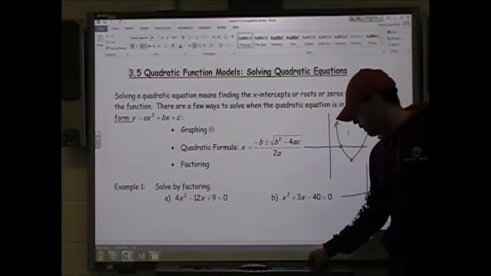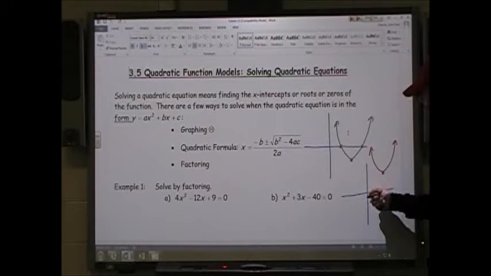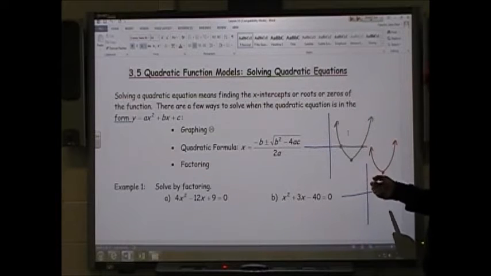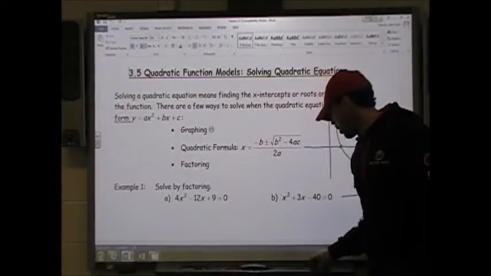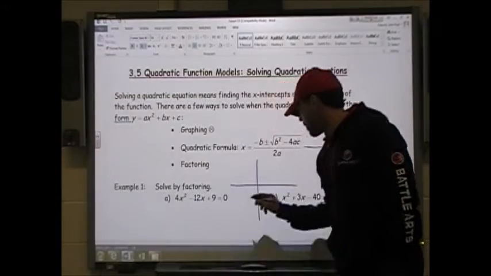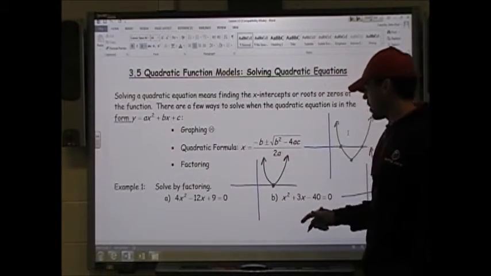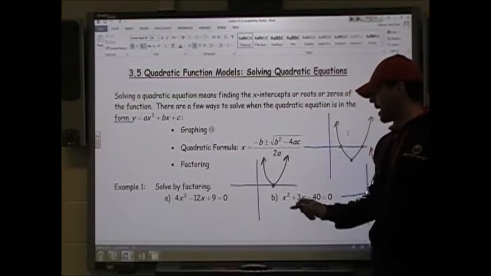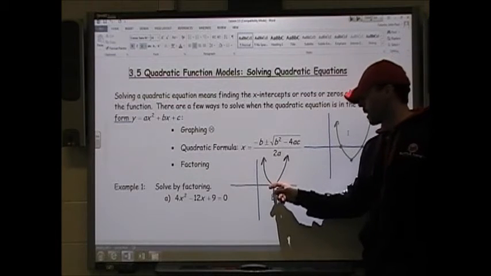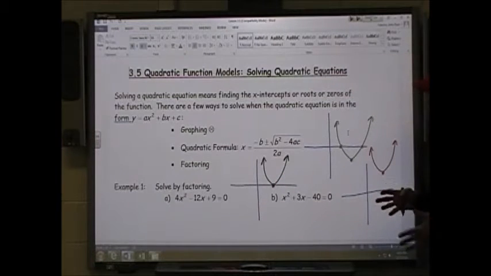But you may have a scenario that looks like this, where the vertex is up here, and the parabola opens up, and it never touches the x-axis, so you never get an answer. So it's impossible to solve it. Or you may end up with something like this, where you have the vertex right on the x-axis, and it only crosses the x-axis once. And if it only crosses once, you know that it crosses only at the vertex. So you have three different scenarios.